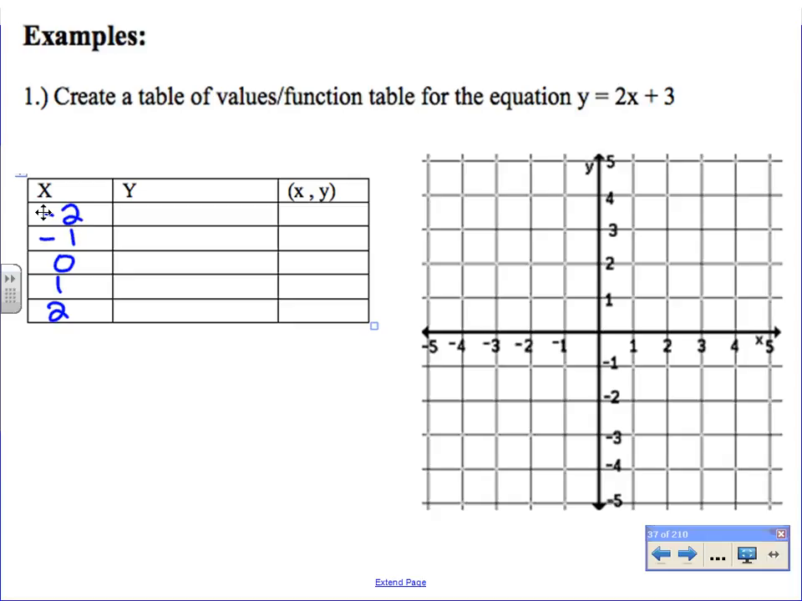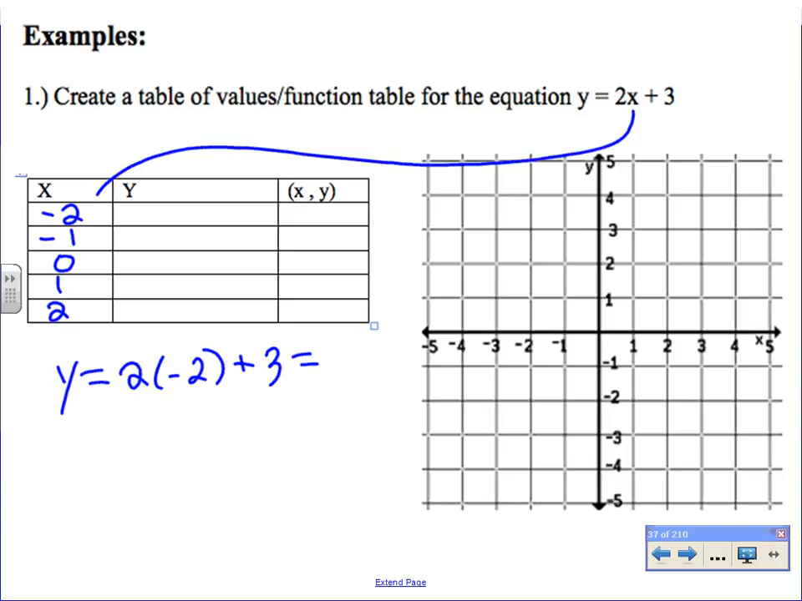If x is -2, let's plug it in. We have y equals 2 times -2 plus 3. All I did was take this x value and plug it in for the x in the equation they give us. So Shane, what's -4 plus 3? Good. So what does this column mean? Do you guys know? Abigail? Good. So just write it as an ordered pair.